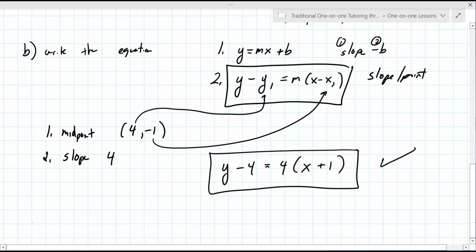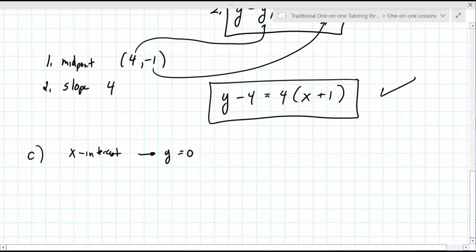So part C says to find the x- and y-intercept of the line containing the perpendicular bisector. The x-intercept is when y equals 0. That's for all of them? Yes, you put y equals 0 and then solve for x.